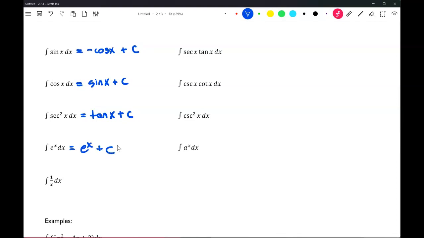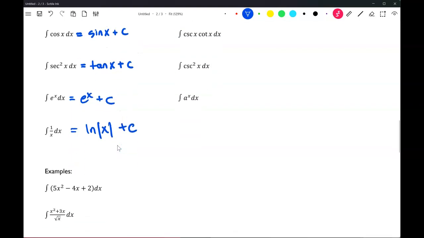Whose derivative is 1 over x? That is the natural log. And be careful here. I'm going to write something that needs a little bit more thought as to why. I'm going to put absolute values around the x. Why do I need to do that?